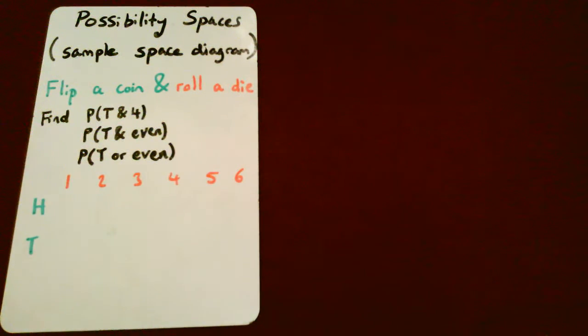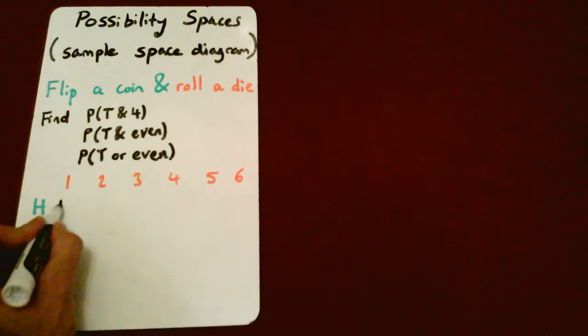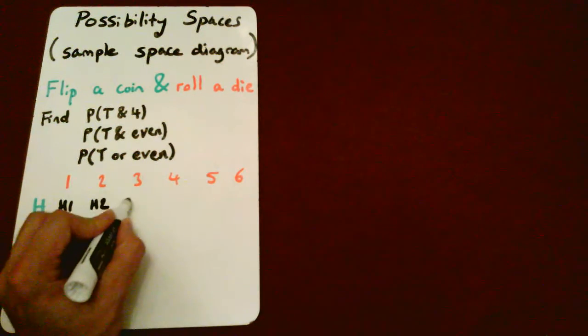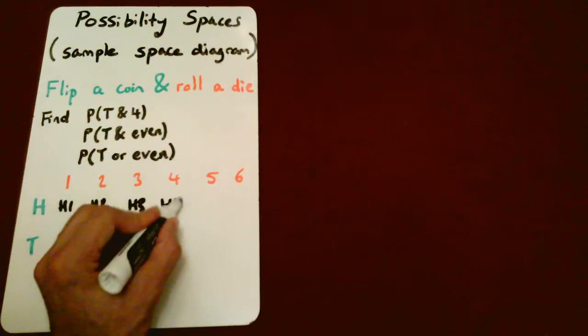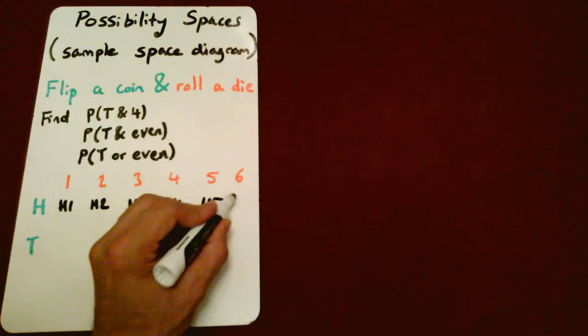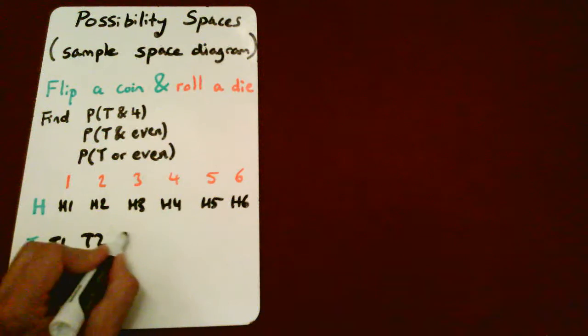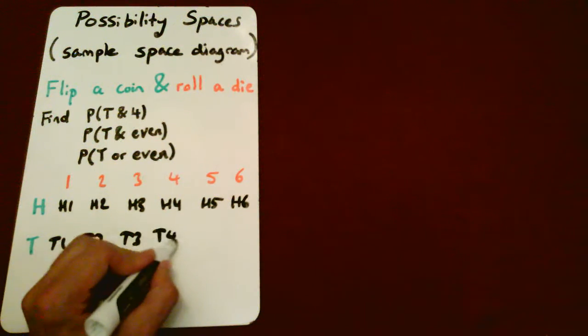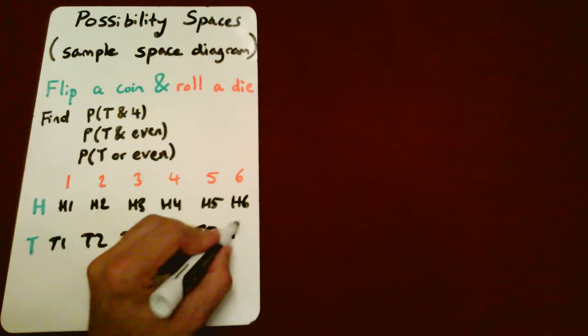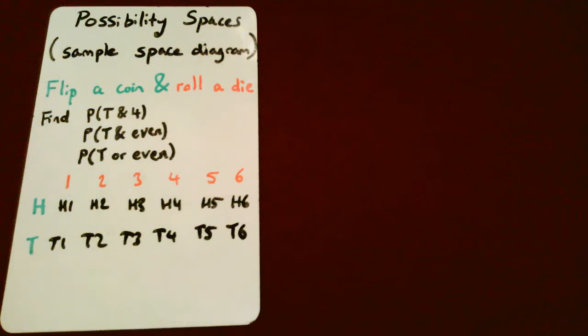And what this enables us to do is just to see what all the combinations will be when you flip a coin and roll a die. So we can see you're going to get heads and 1, heads and 2, heads and 3, heads and 4, heads and 5, heads and 6. Or you could also get tails and 1, tails and 2, tails and 3, tails and 4, tails and 5, and then tails and 6. So these are all the different combinations which you can get, which means there are 12 possible combinations.